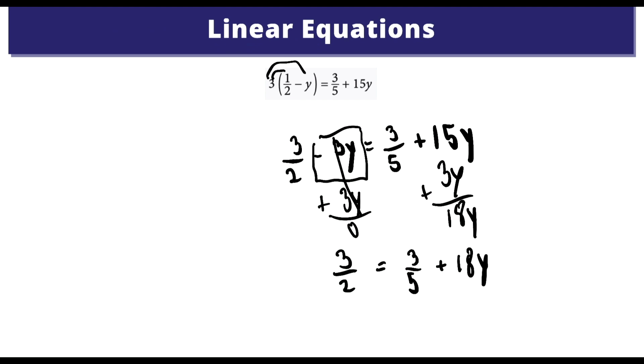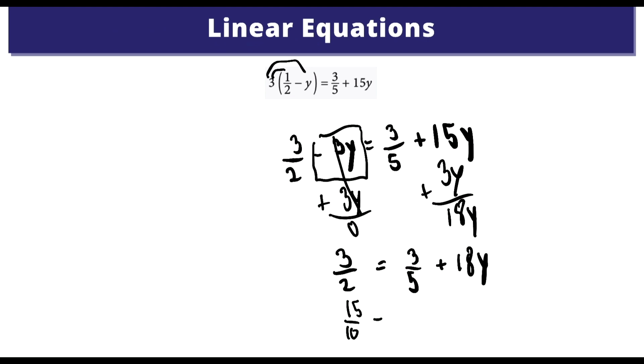Right? Now, we would want to make the denominators the same over here because that's how we add fractions. So let's do that. 15 over 10 minus 6 over 10 equals 18y. So that would equal 9/10 equals 18y. And I'm going to do a little trick here, and this is something that you're just going to have to use when you practice and practice over and over again linear equations.